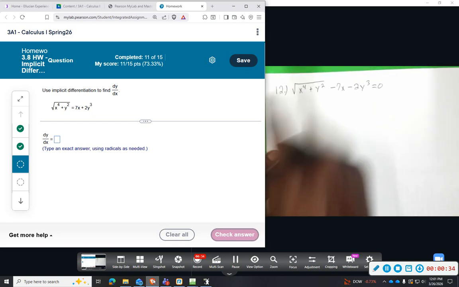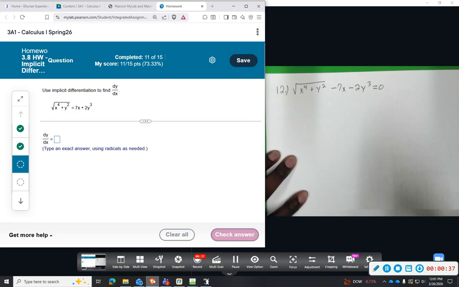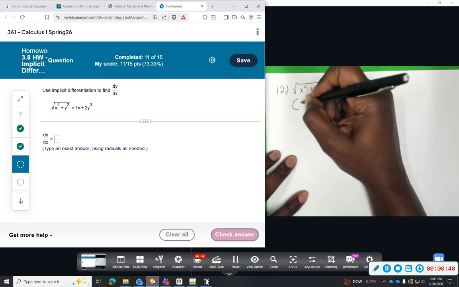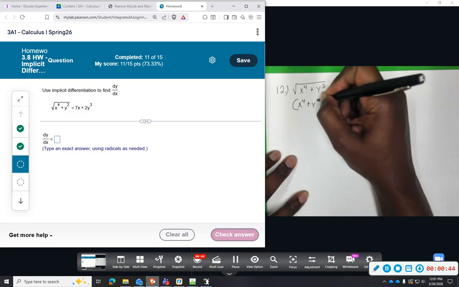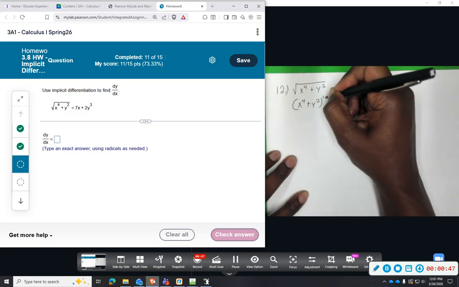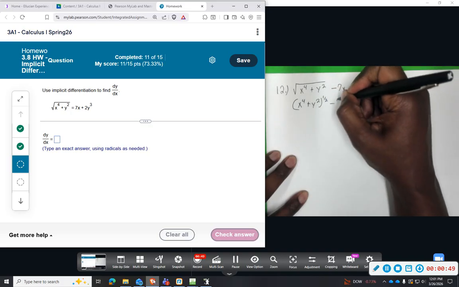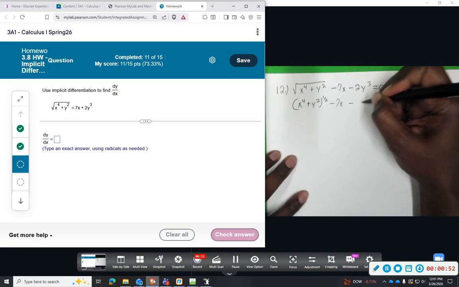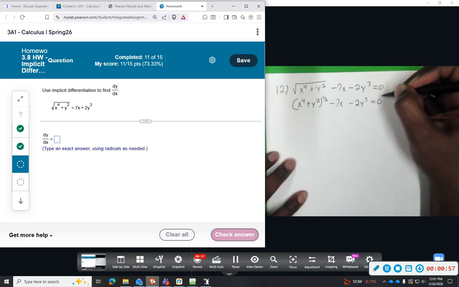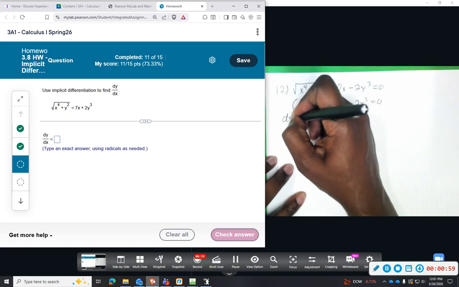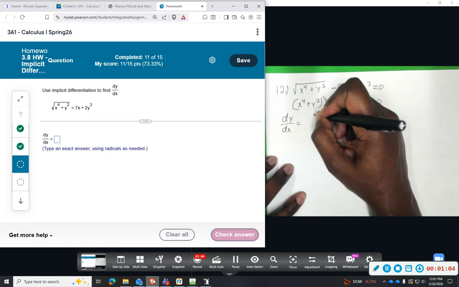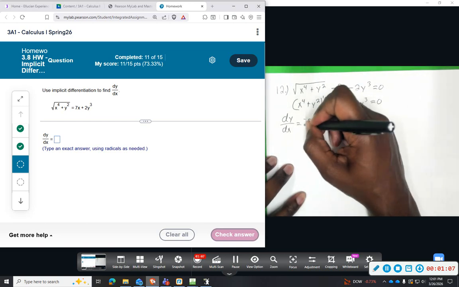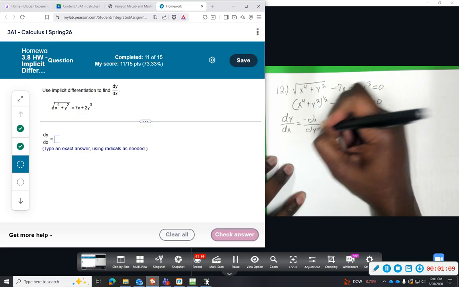I'm going to rewrite this square root as a power so I can do the power rule. So I'm going to put parentheses, x to the 4th plus y to the 2nd. This is raised to the 1/2 minus 7x minus 2y to the 3rd equals 0. And we want to find dy/dx, which I'm going to do the partial, so the negative partial of x over partial of y.